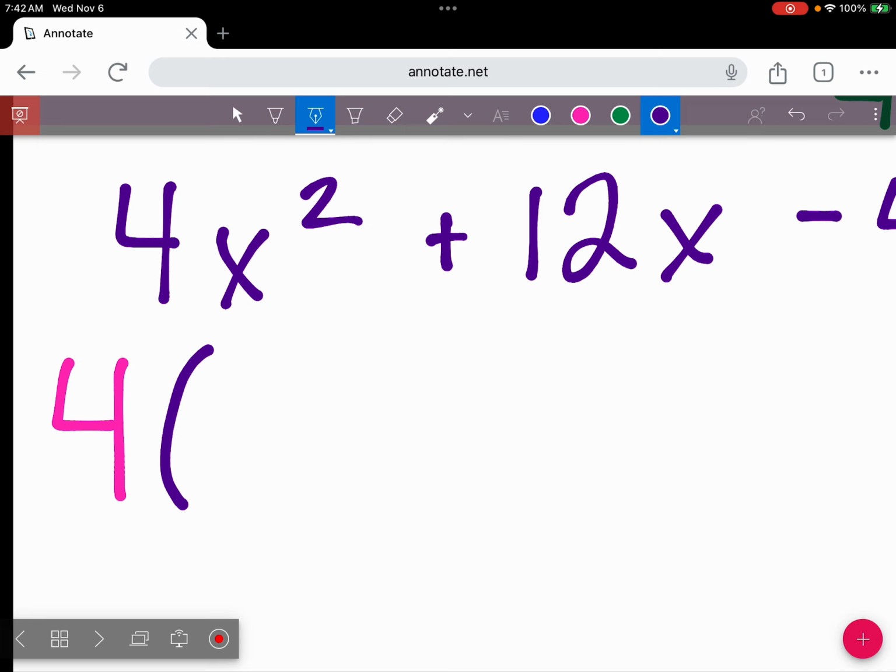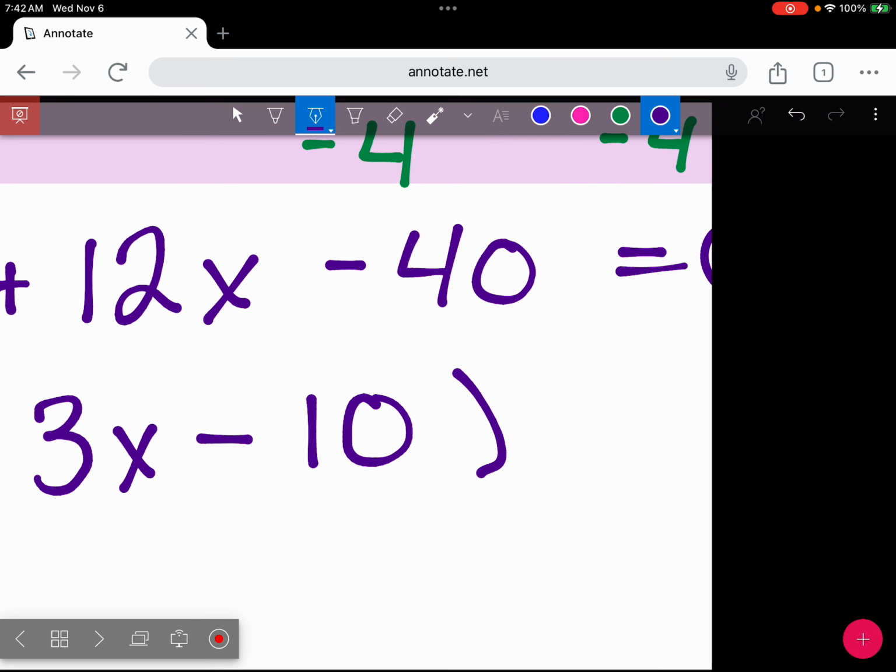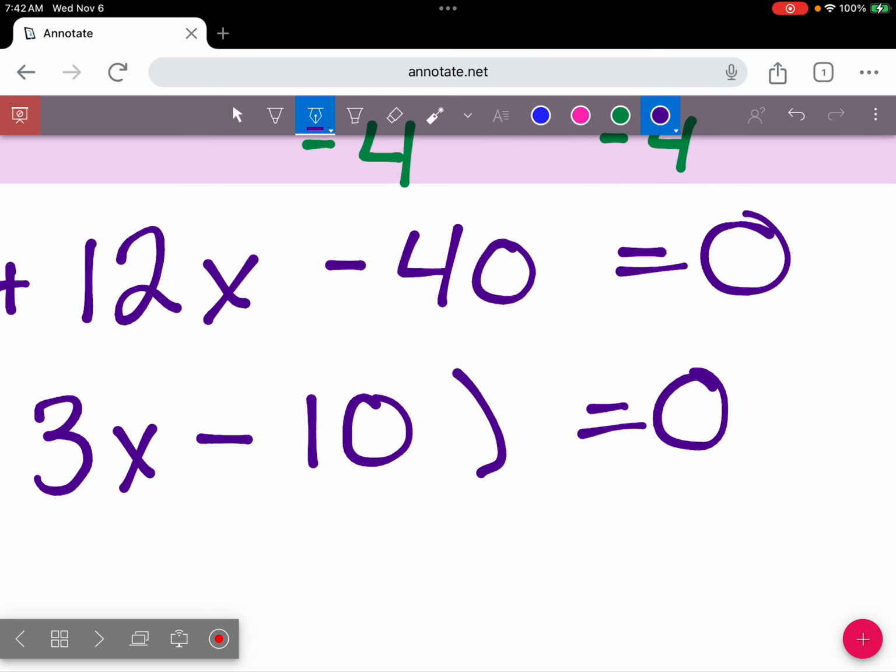So if I divide each of those terms by 4, 4x squared divided by 4 gives me just x squared. 12x divided by 4 is going to give me 3x. And 40 divided by 4 gives us 10, equals 0. If you are not super confident in that, re-multiply that through. It should give you exactly what we had.